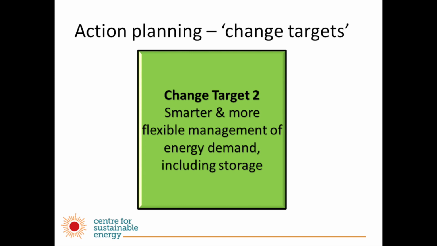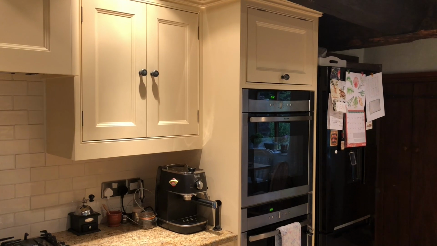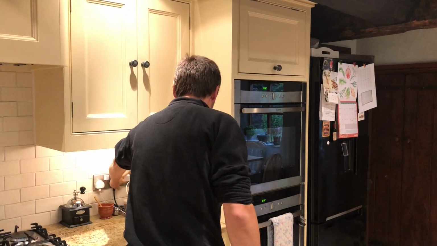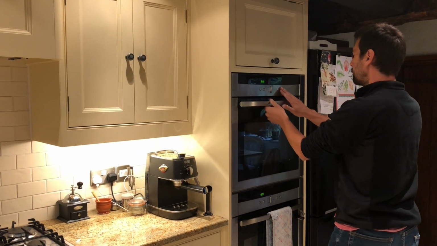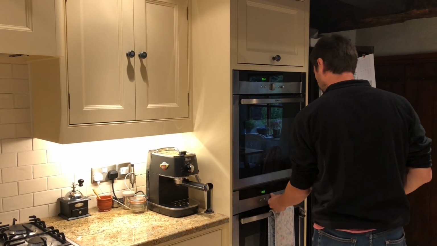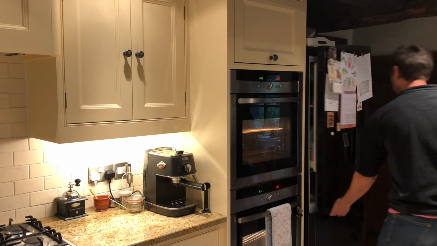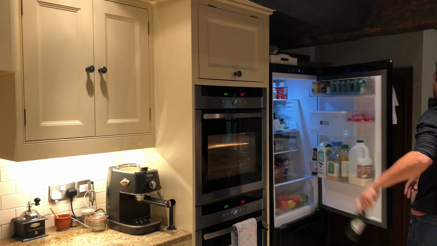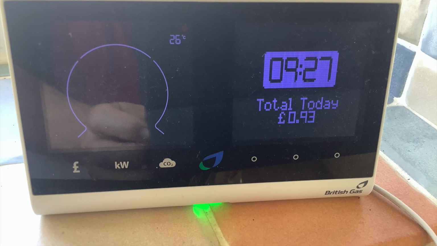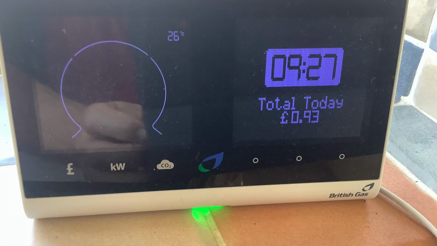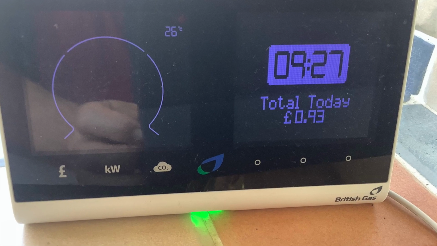The second change target is that we have to be smarter and more flexible about how we manage energy demand. And that includes incorporating more storage of energy. We're quite unimaginative as a society, and we tend to all come home and turn everything on at the same time. We all cook our dinner at the same time. We all get up in the morning at the same time. And we need to be able to smooth those patterns of demand, because as we move from a centralized energy system to a decentralized energy system where we have lots more renewables, the more wasteful we are, and the more we are all trying to do the same thing at the same time, the more capacity we'll need.